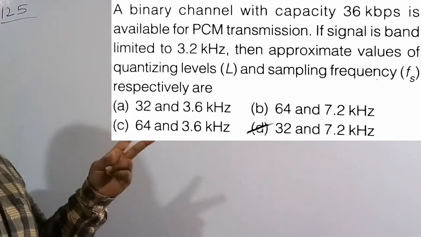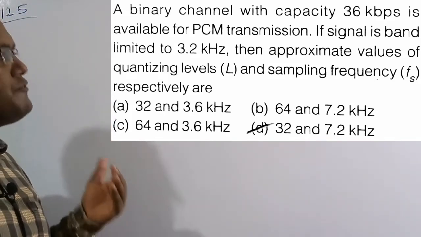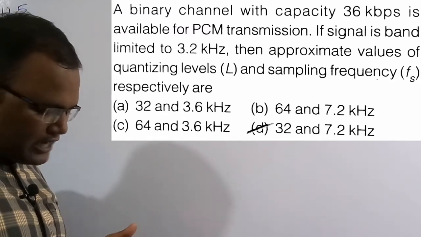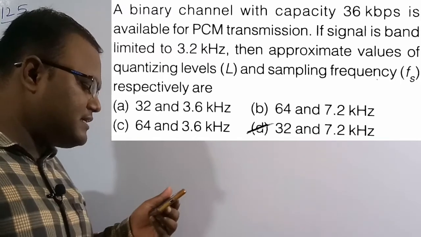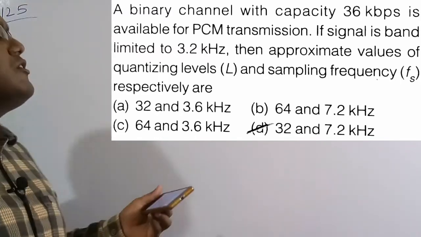Based on these two things, we need to find the number of quantization levels, meaning L, and also the sampling frequency. Out of the four options, option D is the correct solution of this question. So let's solve this numerical.